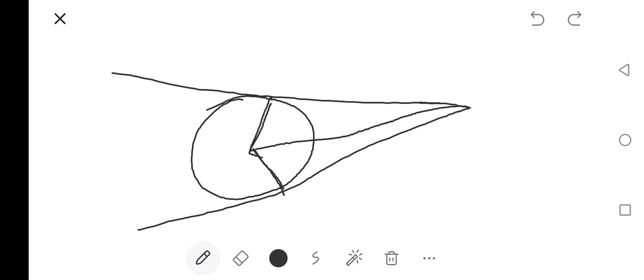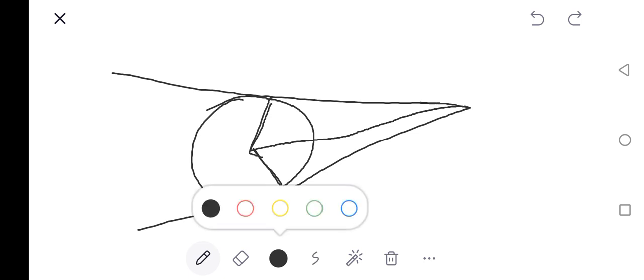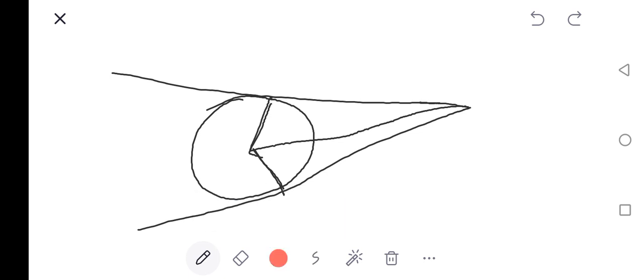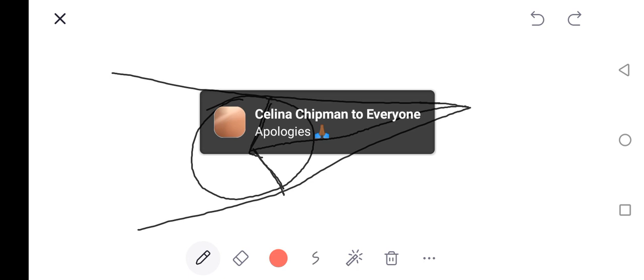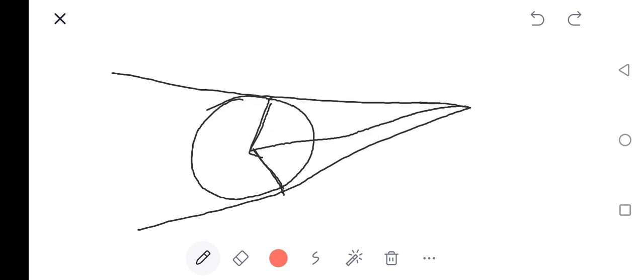So if you've got such lines, which are called external tangents, out of this circle, they are equal. The angle in red, the angle in red, they are equal. This angle here and this angle here, they are equal. So if I've got 20 degrees here, this is also 20 degrees here.